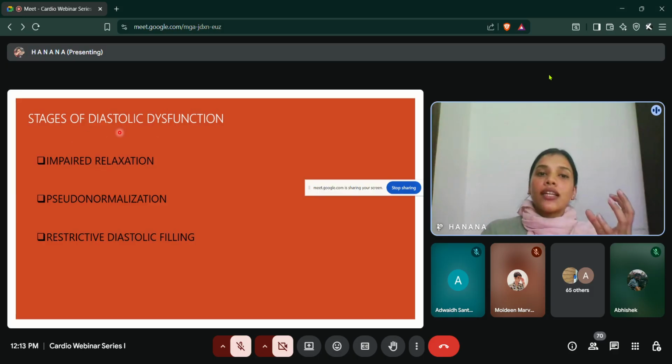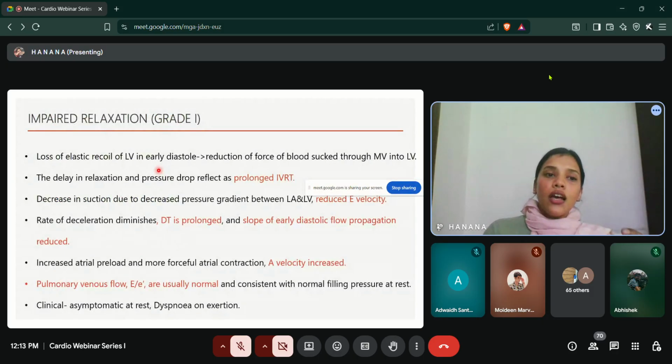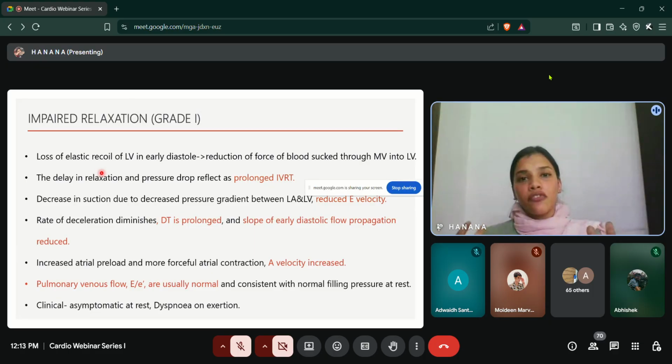So what are the stages of diastolic dysfunction? The first one is impaired relaxation. Here the patient starts showing symptoms of not relaxing well. The LV is not relaxing well, and it has some loss of elastic recoil. It is not expanding that much, and it has started to show some inside signs of diastolic dysfunction, not clinical symptoms.